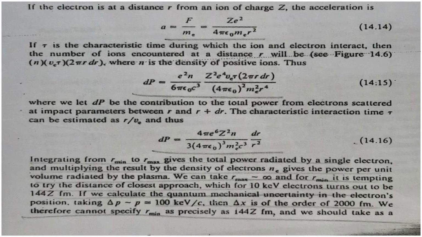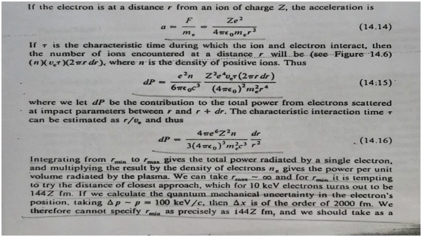R max, and this result multiplied by the density of electrons Ne gives the power per unit volume radiated by the plasma. Here we can take R max approximately equal to infinity, and for R minimum we usually prefer the distance of closest approach, which for a 10 kilo electron volt electron turns out to be 144 femtometer.